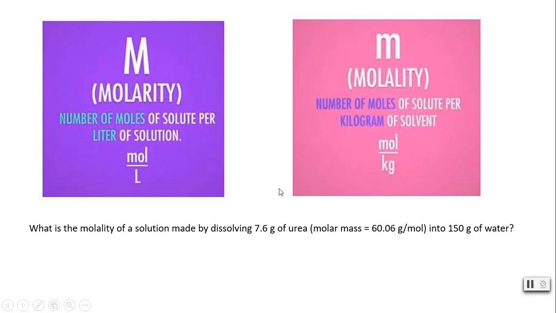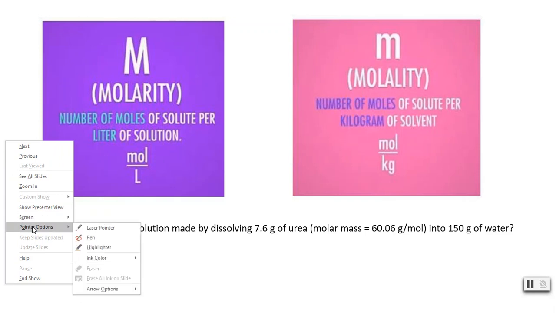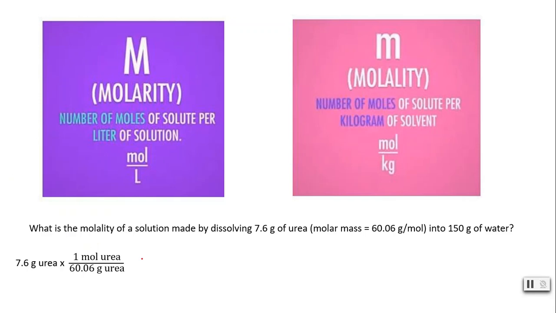My solute is the urea, so I need to take my grams of urea and convert it into moles by using the molar mass, written appropriately so my grams cancel. So doing that multiplication and division, I get that many moles of urea.